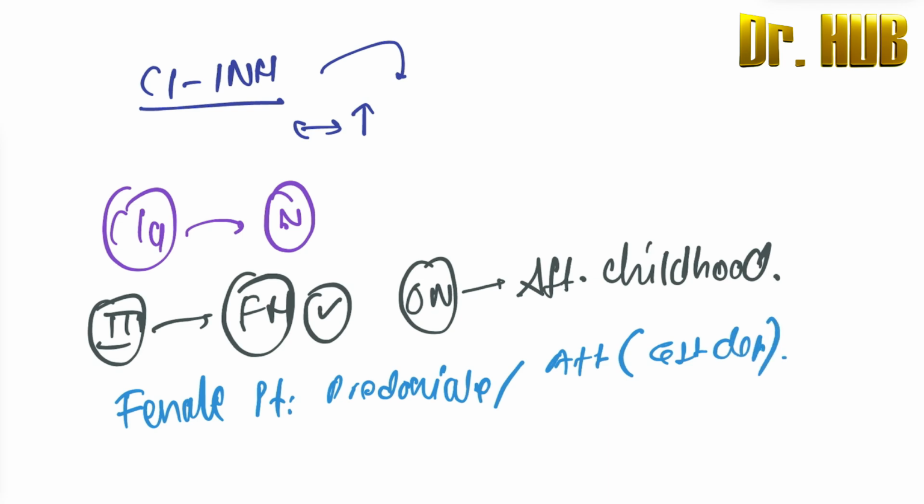Next, what about the C4 levels? The C4 level in this case will be normal. All the parameters, such as the C4 level, C1 INH function by chromogenic assay, C1 INH level, and C1Q level, will be normal here. All findings will be normal in the type 3 variety.